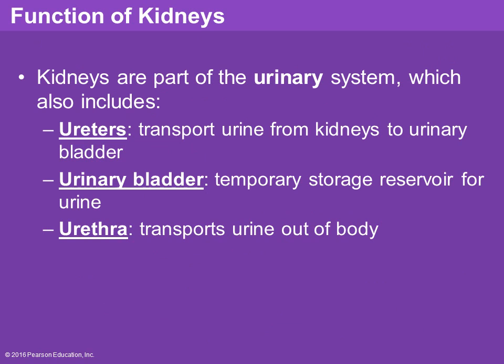Other components of the urinary system are the ureters, which are going to transport that urine that has been formed in the kidneys, and it transports it to the urinary bladder. The urinary bladder is essentially a storage facility for the urine until it can be transported out of the body via the urethra.